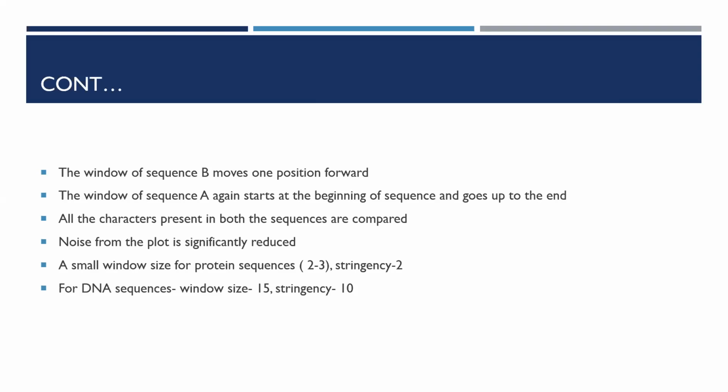After that, the window of sequence B moves one position forward, whereas again the window of sequence A starts from the beginning of the sequence. So likewise, all the characters present in both the sequences are compared. By applying the sliding window concept, the noise from the plot can be significantly reduced.